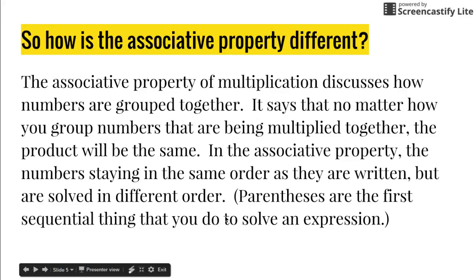So the associative property is a little bit different. The associative property of multiplication talks about how numbers are grouped together. So it says that no matter how your numbers are grouped together and are being multiplied together, the product remains the same. So the numbers stay in the same order as they were written.